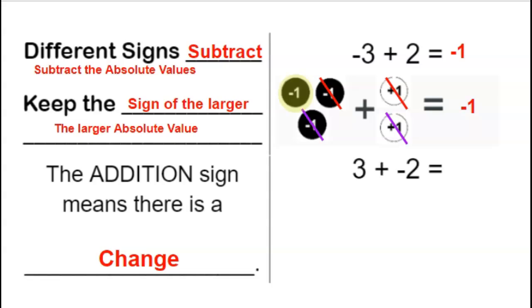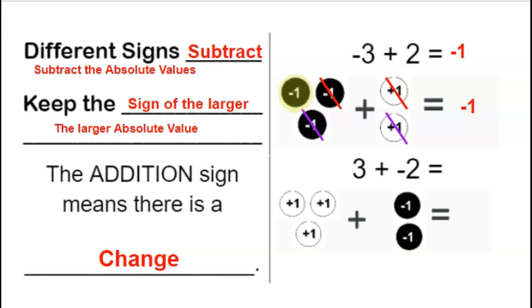But what if we have a +3 plus -2? Well, we start with 3 positive integer chips, and then there's a change of adding 2 negative integer chips. So we cancel out our 0 pairs, +1 and -1 cancel out, and then another +1 and -1 cancel, and we're left with 1 positive integer chip, so that means our answer is +1.